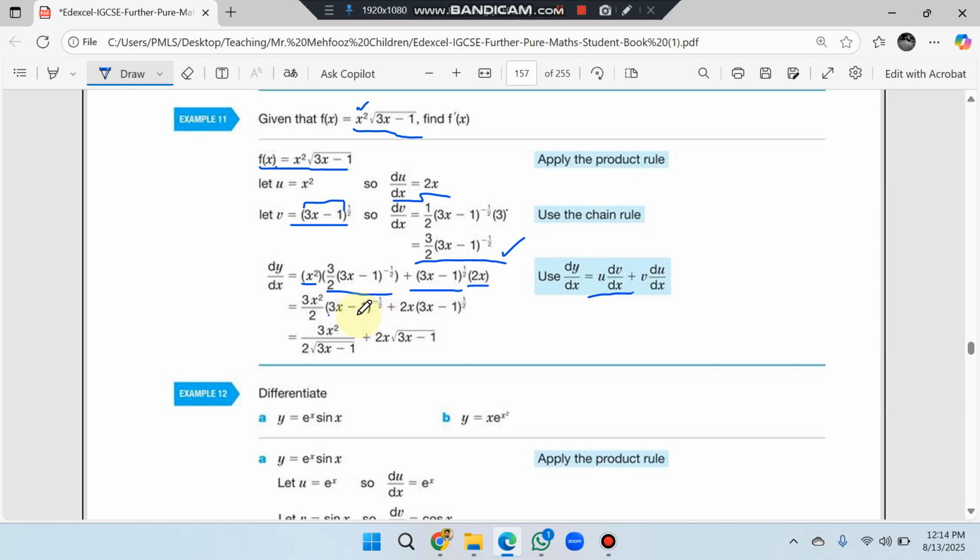Now you can simplify it as this is a negative power, so it will go to the denominator. So 3x square over 2 times square root of 3x minus 1 plus 2x times square root of 3x minus 1. So this is the simplified answer, because it cannot be simplified after this step. Do you understand or not? Yes. Okay. Any problem? No. Good.